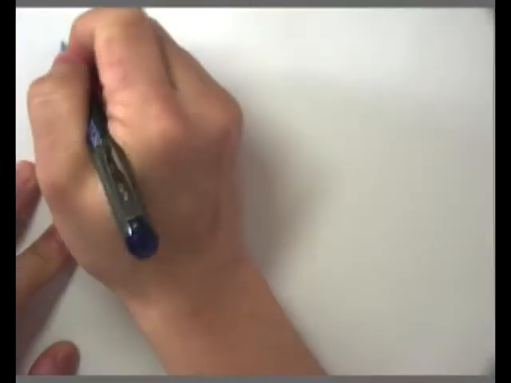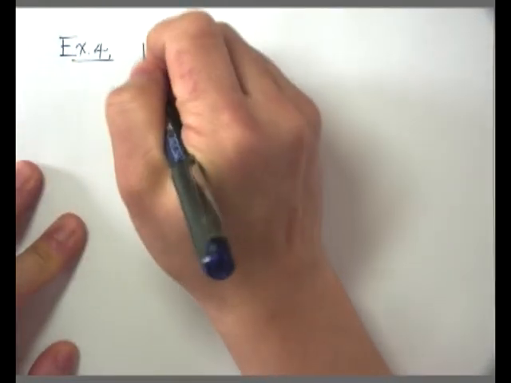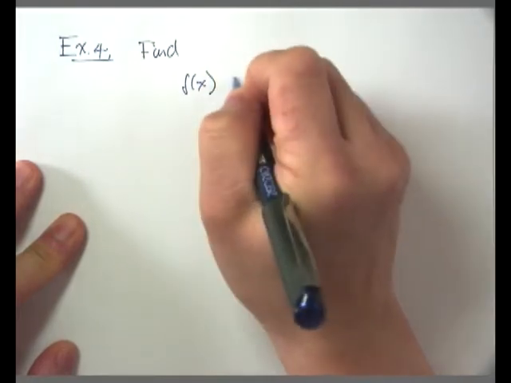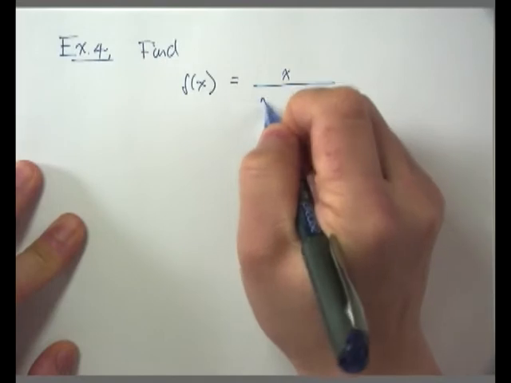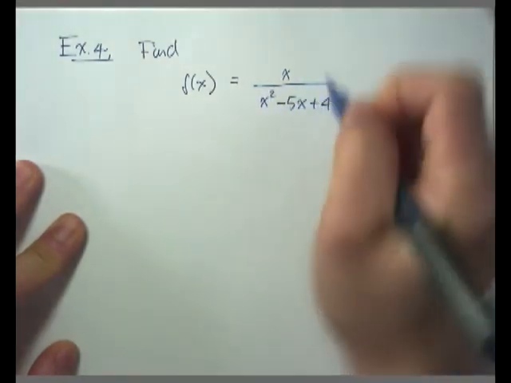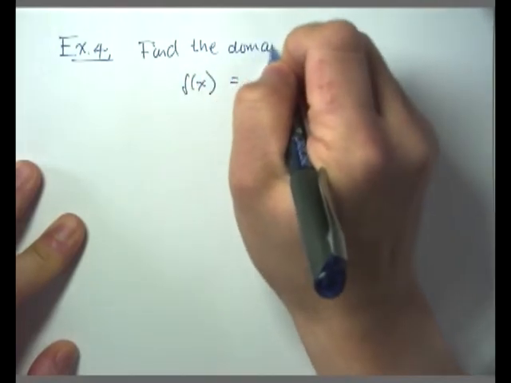So, in another example, let's look at a different function. f of x equals x over x squared minus 5x plus 4. And once again, we would like to find the domain of the function.